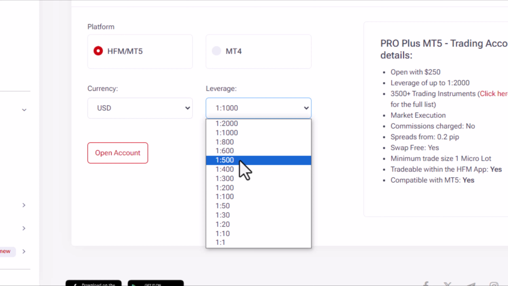200 to 1 ratio means that for every 1 USD available margin that you have in your account, you can place a trade up to $200. Likewise, 500 to 1 ratio means that for every 1 USD of available margin that you have in your account, you can place a trade up to 500 USD. The same is applicable for 1000 to 1, 2000 to 1 and above.